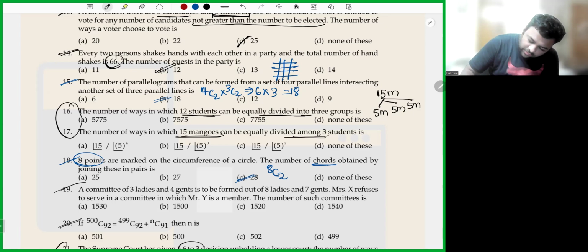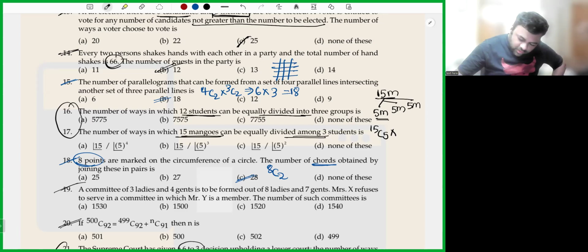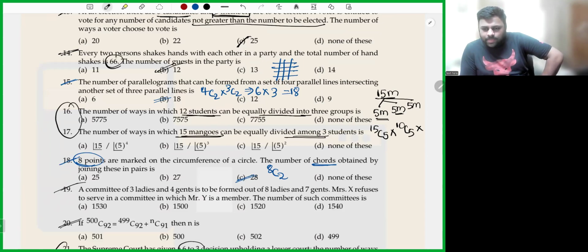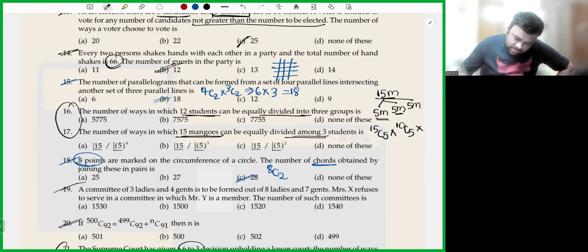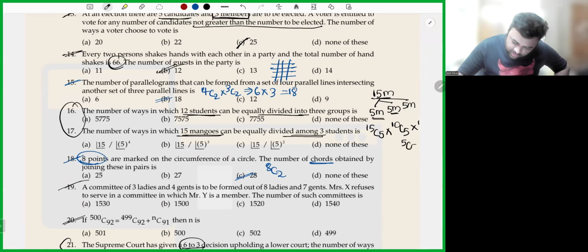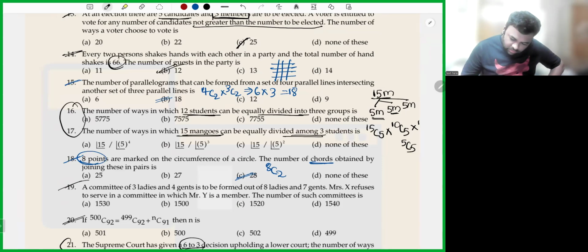So what I'll do, first from 15 mangoes, I'll select 5 mangoes, 15 C5. And I'll give to that kid, and that kid will go happily. Now how many are left? 10 mangoes are left. From 10 mangoes, I'll select 5 mangoes, 10 C5, and give to the second kid. Second kid will take that and go happily. Now how many mangoes are left? 5 mangoes. I'll select 5 mangoes from that and give to the third kid, and that third kid will go away happily.